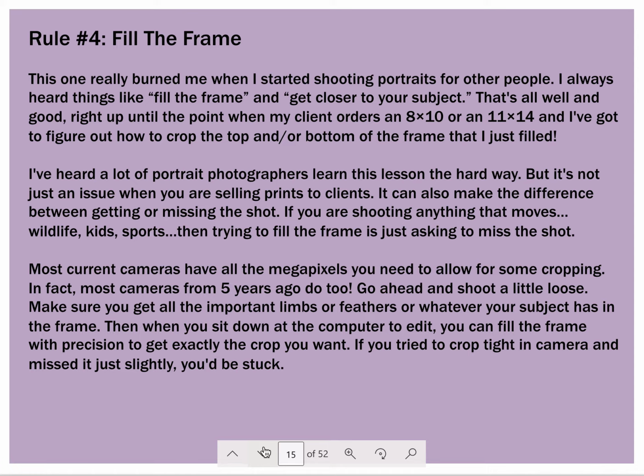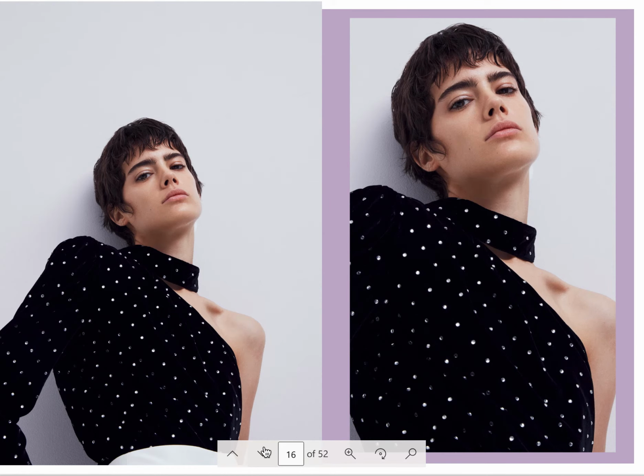Fill the frame. Okay, so this is always something you're told. Fill the frame, get close to your subject. I am going to say that to you all when you get into portrait photography, get closer to your subject. Okay, you're going to need to get closer to your subject until you master that. And then we're going to talk about how you can, but necessarily not. So let's look at these two images.